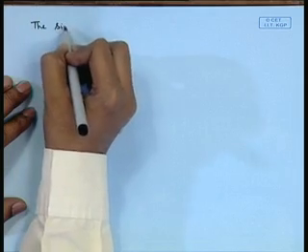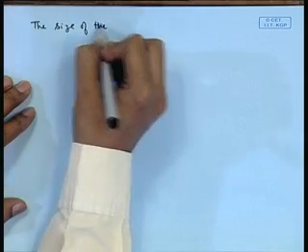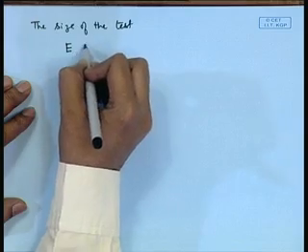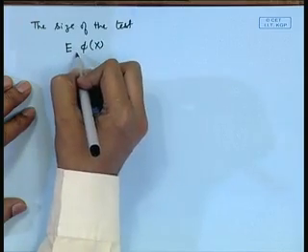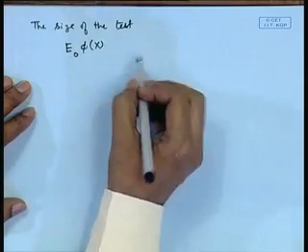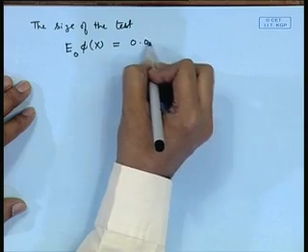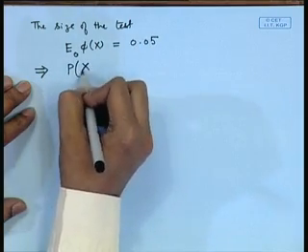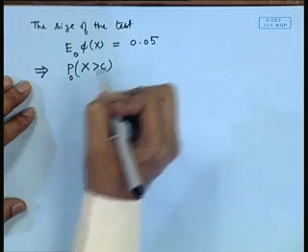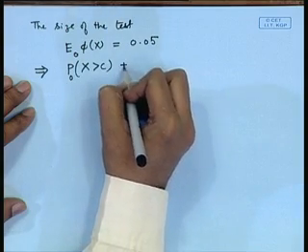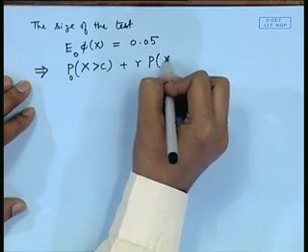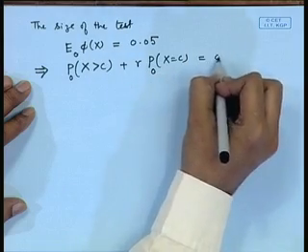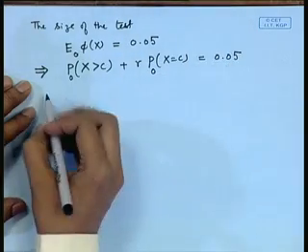the size of the test, that is expectation of φ(x) when the null hypothesis is true, is equal to 0.05. So, this value is equal to probability x greater than c when p is equal to half, plus γ times probability x is equal to c when p is equal to half, that is equal to 0.05.